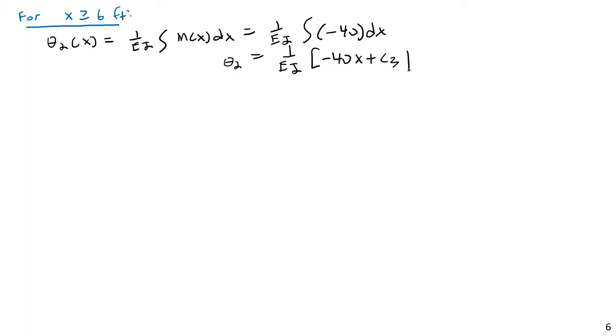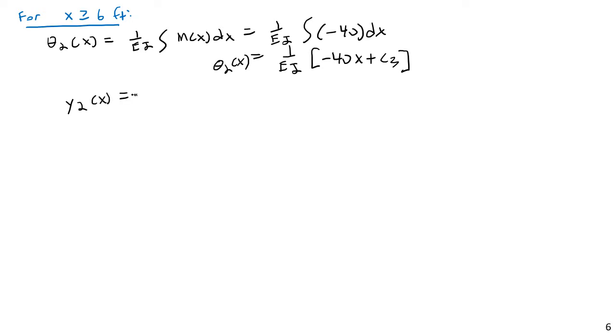Plus C3. And that's theta 2 as a function of x. Theta 2 is a function of x, or the slope of the beam as a function of x. And I'm going to go ahead and get the y2 right now, at least its general form.